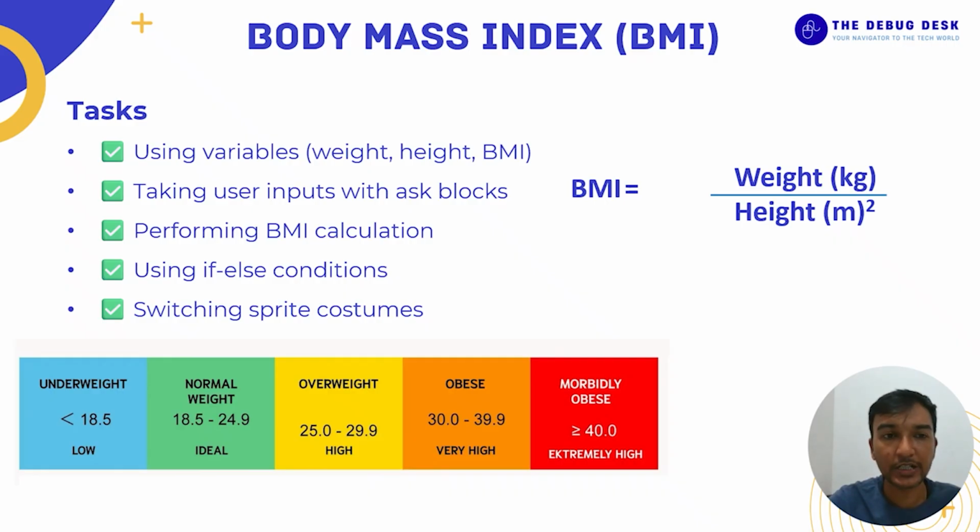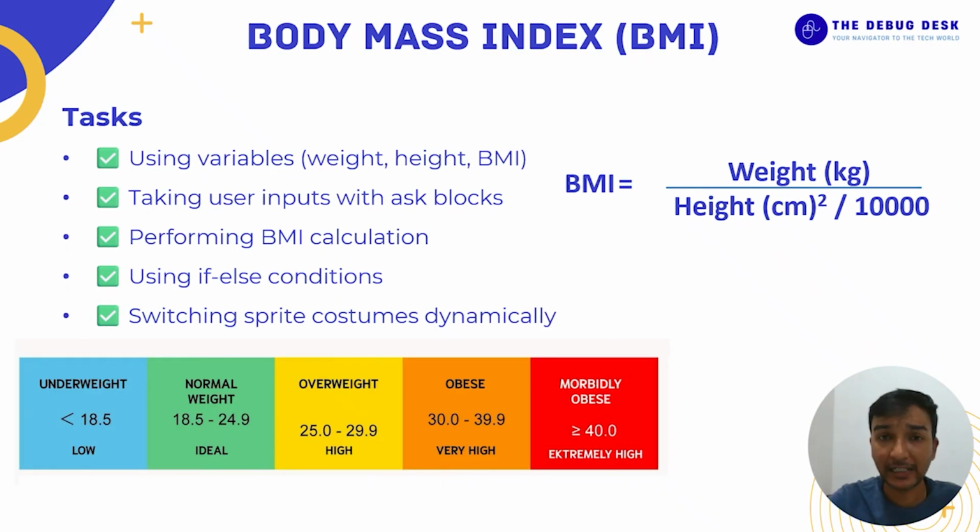Let's try to understand the task for this project. We'll be taking user input, and we'll be performing arithmetic equations as given here. Body mass index is the ratio of weight and height. Here weight is given in kg and height is given in meters. You can also take alternate inputs, such as weight in kg and height in centimeters.